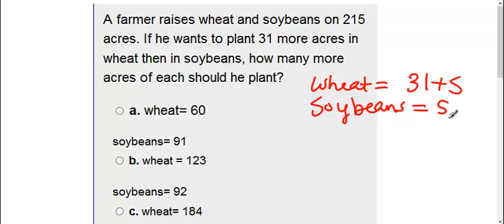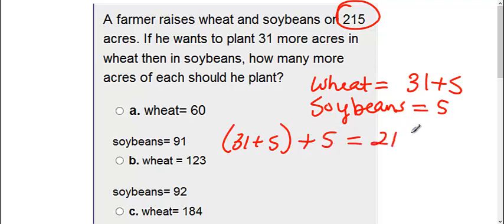Now let's see. We need to come up with an equation. It says the farmer raises wheat and soybeans on 215 acres. He wants to plant 31 more acres in this. So a total of 215 here. So if I take my wheat, 31 plus S, plus my soybeans, S, it's going to total 215 acres. Therefore, I'm just going to solve this. Since this is in parentheses, I don't need to distribute. I don't need those parentheses. So really, this is 31 plus S plus S equals 215.